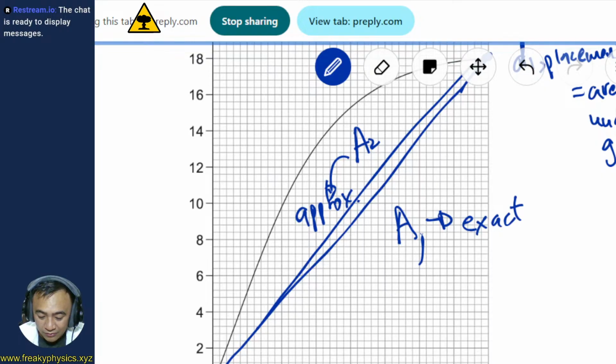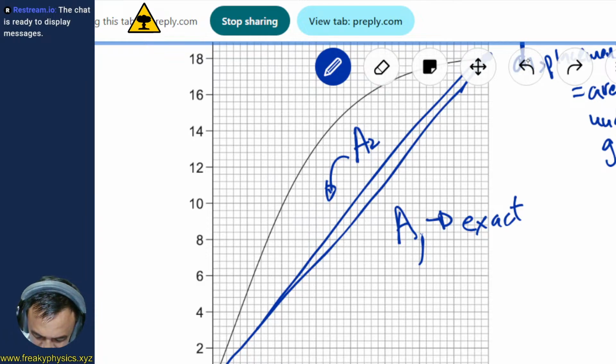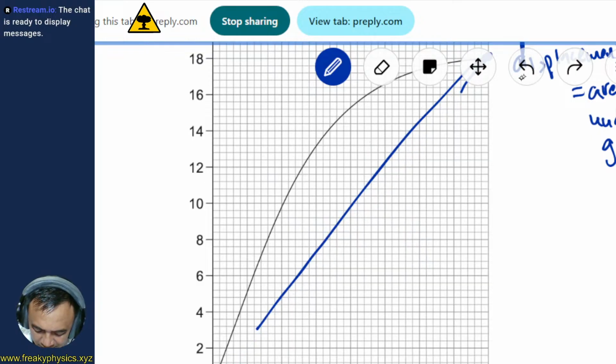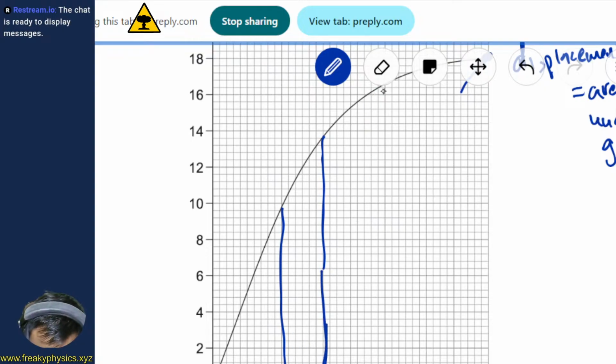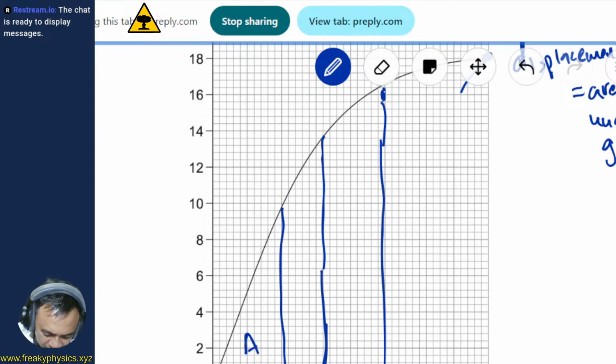Now that we know that we can approximate that, I'm going to show you another trick. Instead of doing A1 and A2 like that, I'm going to do it like this. That's kind of bad. This should be a bit lower, like here. Then I'm gonna do another one here. There we go. We have 4 areas, A1, A2, A3, and A4.